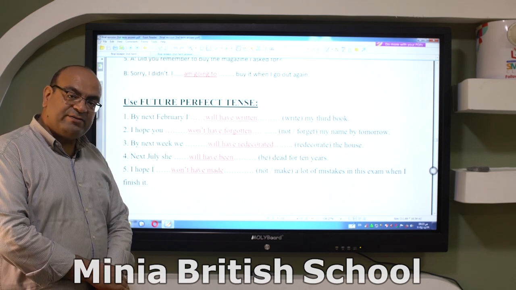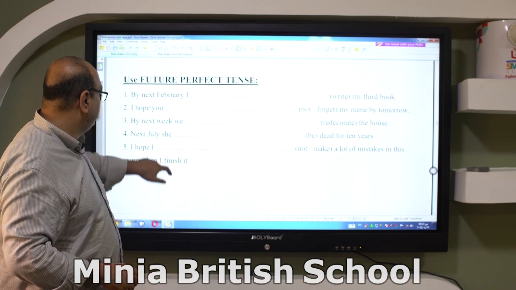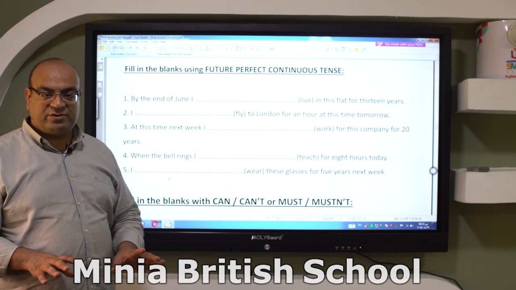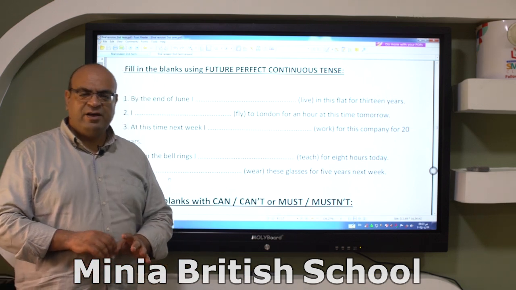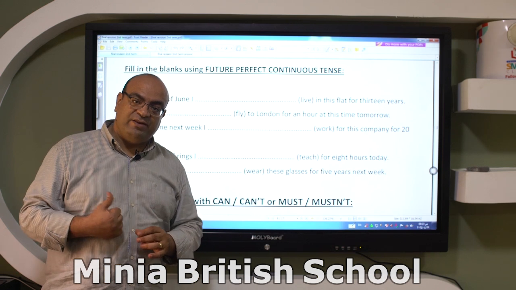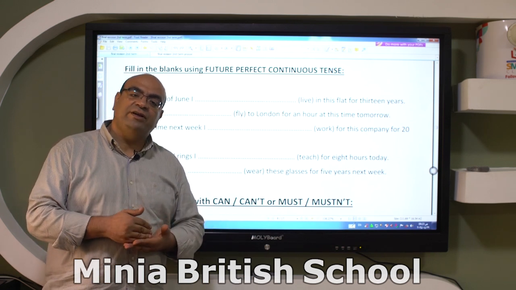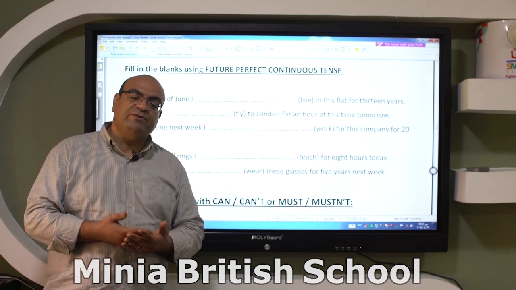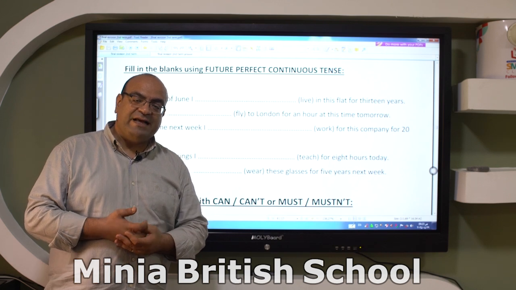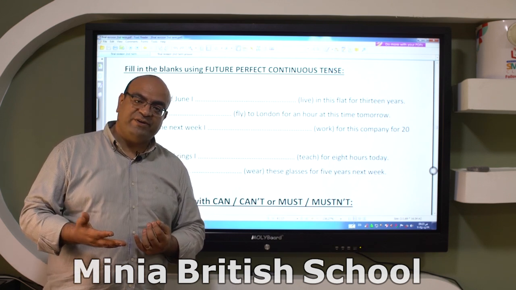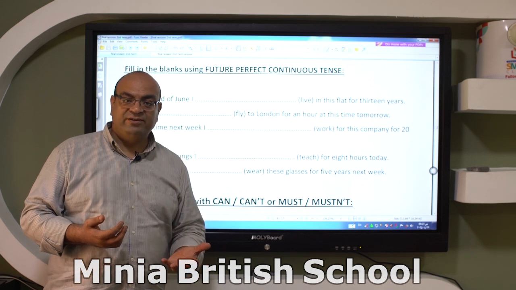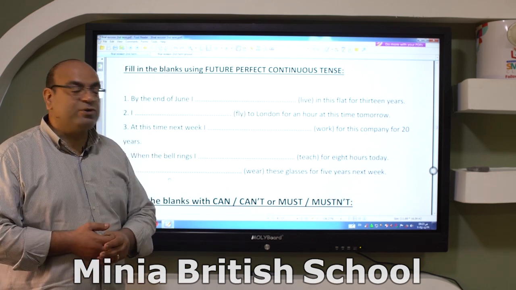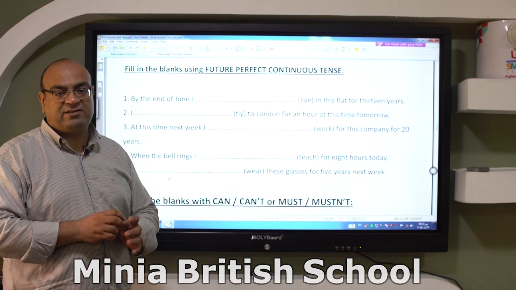Can we move to another point? Yes, please. Future perfect continuous. Yes, we're done with the simple, and now we will start the future perfect continuous. But what is the difference between future perfect continuous and future perfect simple? That's the difference between all the perfect simple and all the perfect continuous tenses. We have the duration mentioned in the future perfect continuous. That's in most of the cases.